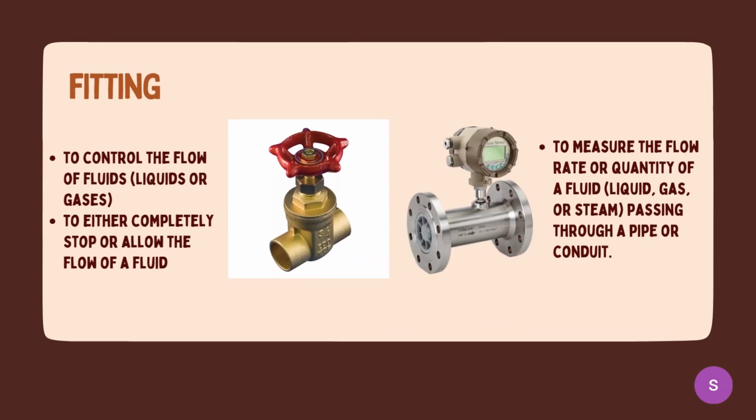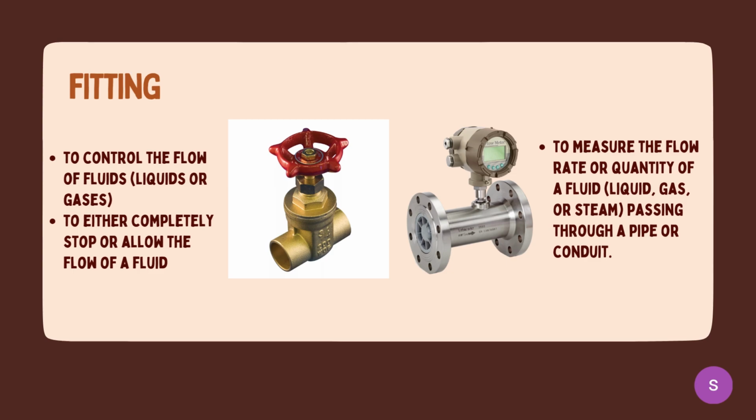So the fittings that we use in this design are gate valve and water meter. Gate valve is to control the flow of fluids, either liquid or gas. So it is able to either completely stop or allow the flow of a fluid. Basically, gate valve can control the flow by raising or lowering a gate or wedge inside the valve body.